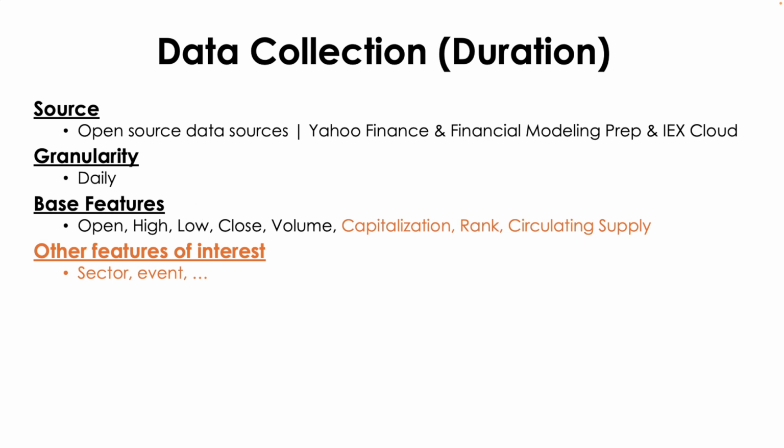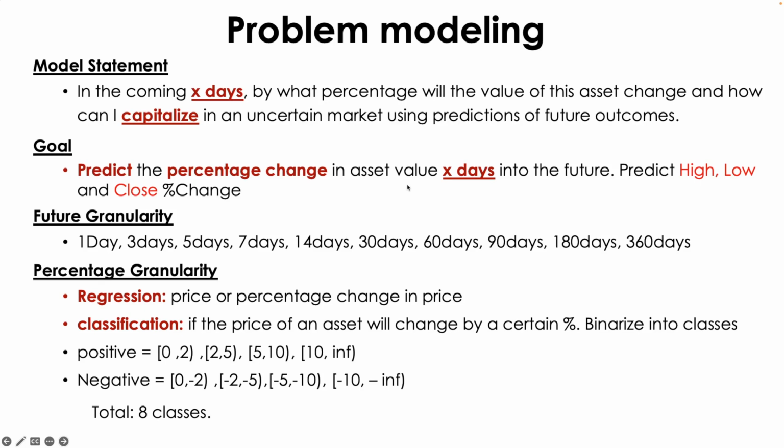So, I did some experiments and they show that you can get substantially good results with just this information. And then from there, we're going to do some problem modeling. With problem modeling, what we're trying to do is model our problem to be clear about what we are doing.